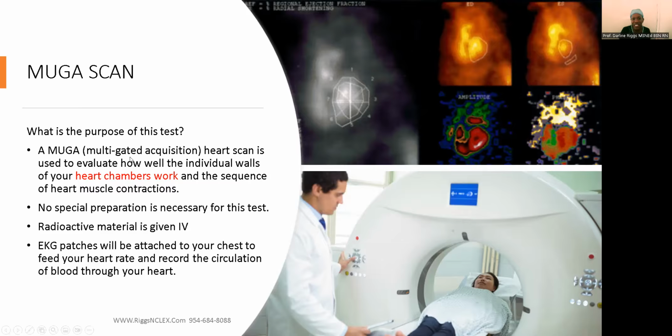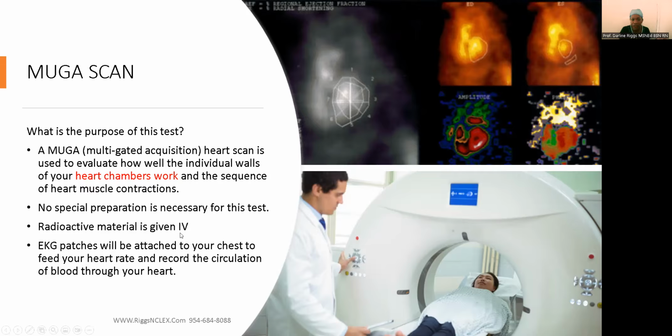So MUGA, okay, multi-gated acquisition. So it's scanning the heart, and what it's doing is it's looking at the chambers of the heart. So this also will tell you ejection fraction. Every time the heart contracts, we want at least 60%, the greater the better, of blood leaving the chambers and going to its destination, right? It looks like an open MRI, nothing different than that. But you see here, it's looking at the chambers of the heart, and it could also see the valves to make sure that there's no valve damage concerning the heart, which is great.